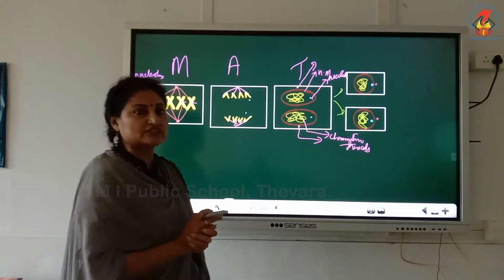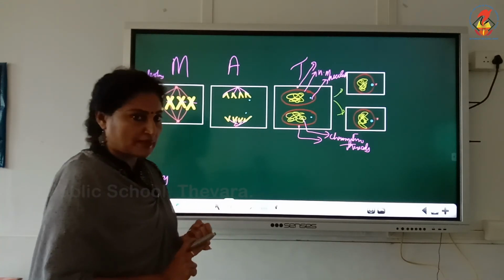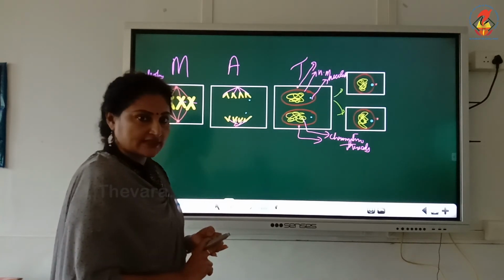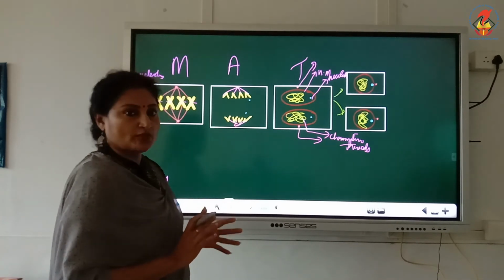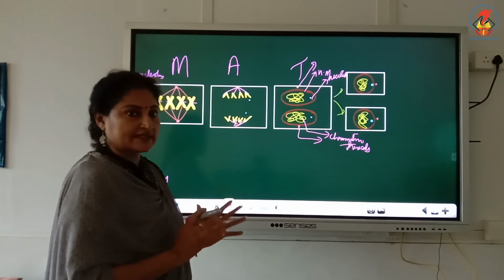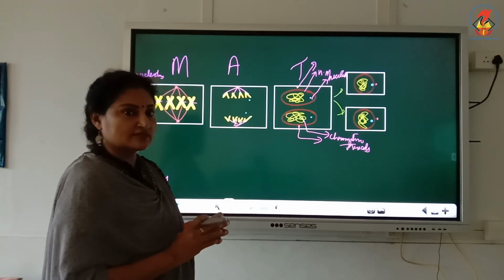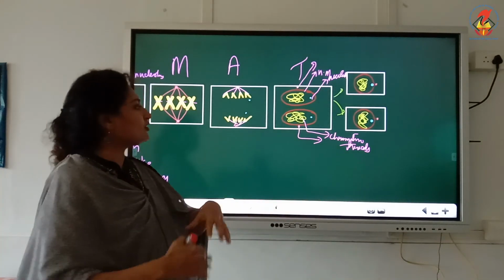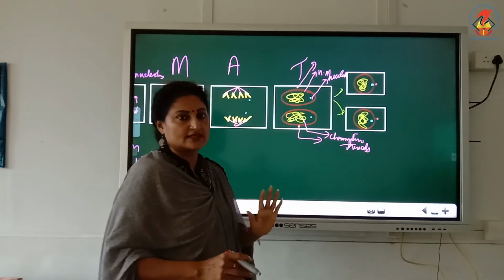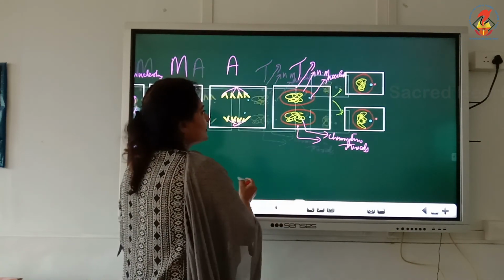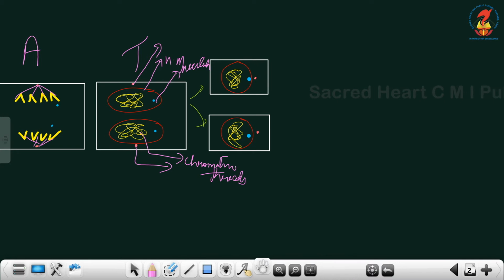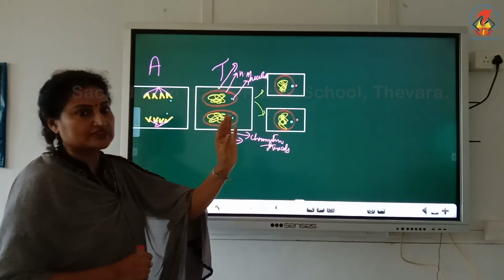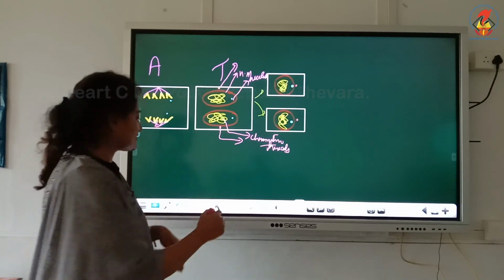So, once again, what are the events occurring in telophase? Reappearance of nuclear membrane, reappearance of nucleolus, and what else? The chromosomes. Initially, the chromosomes are condensed like anaphase. Later, when switching over to the late telophase, they become elongated. When they become elongated, they become the chromatin threads. Then finally, we have two nuclei in one cell. Okay, now it's time for cytokinesis. So, PMAT, that is prophase, metaphase, anaphase and telophase, indicates karyokinesis. Now it's time for cytokinesis.